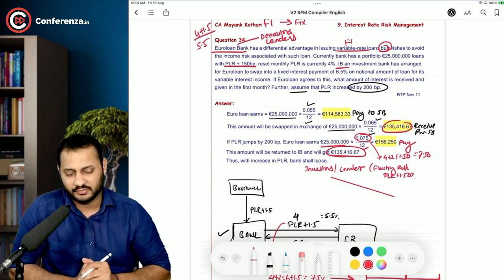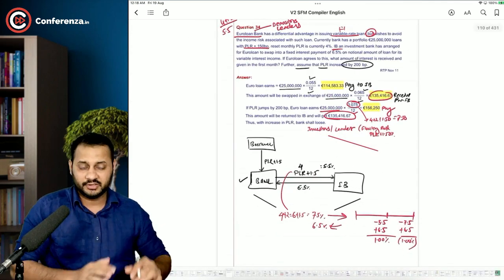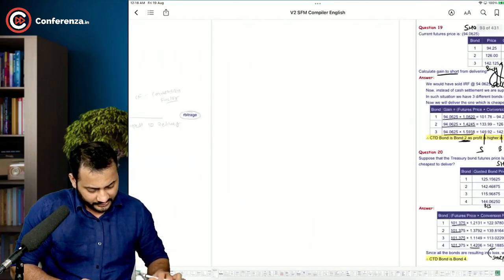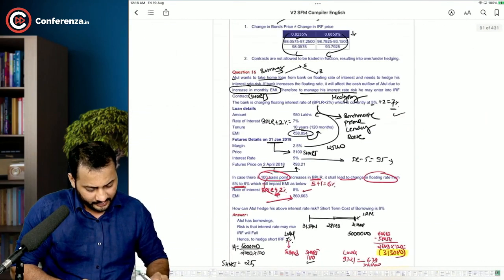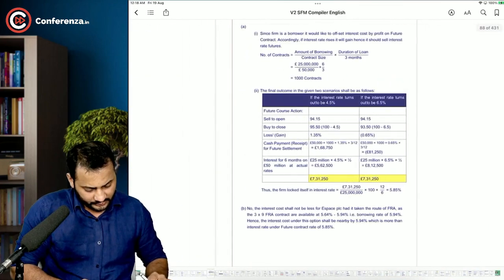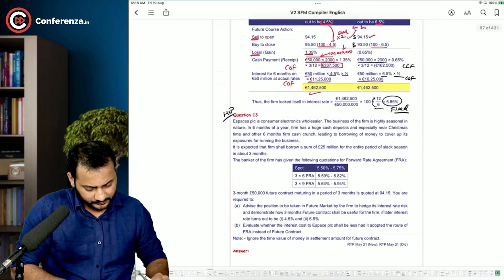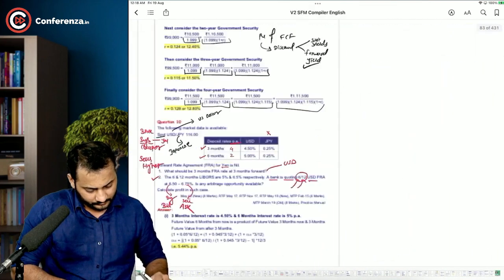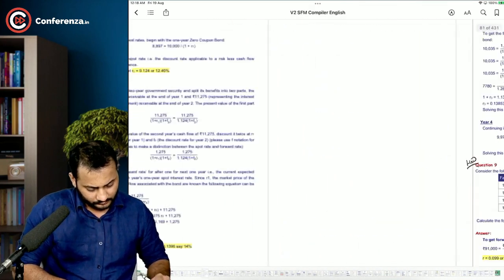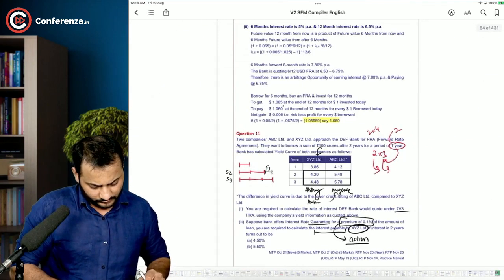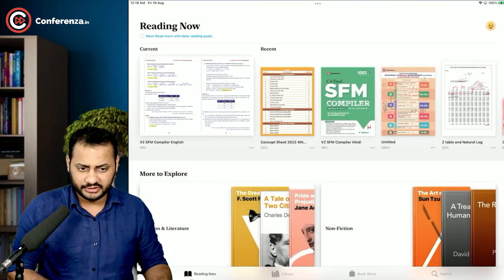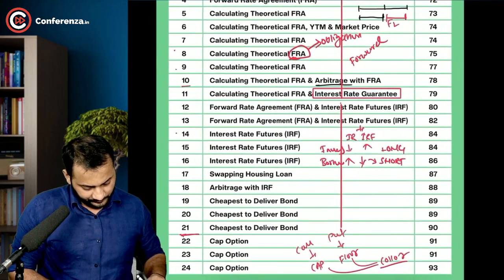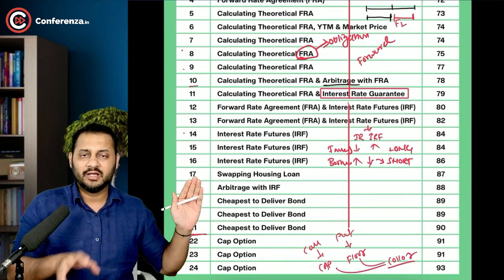RTP November 2011. Okay, sir, we have finished with this. One more question is left in the interest rate swaps. Let me just go through that question that we had skipped earlier because it was on the swapping. Which was the question? Let me just check it in the concept sheet. Yeah, this is question number 17, swapping housing loan.